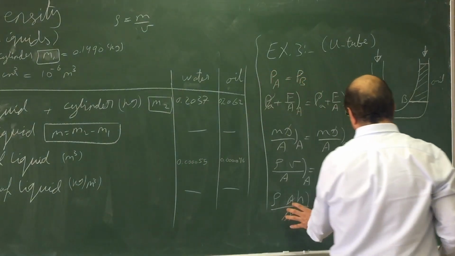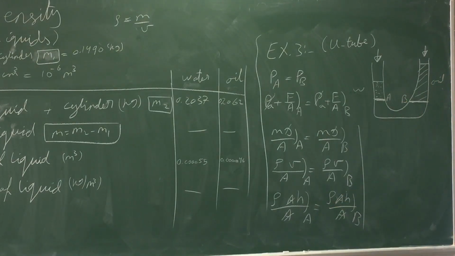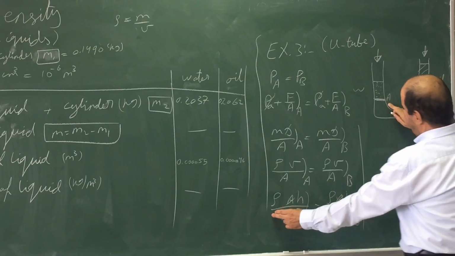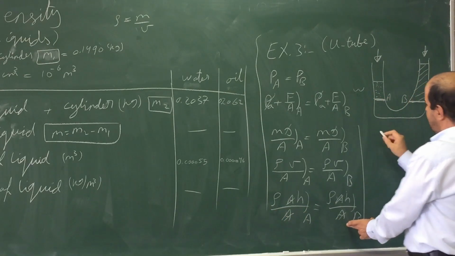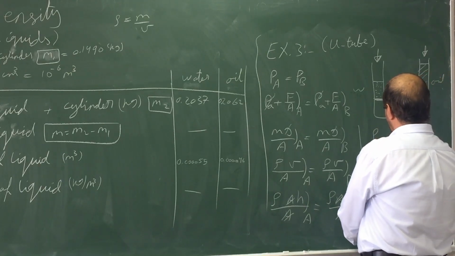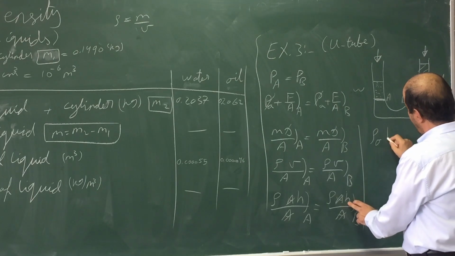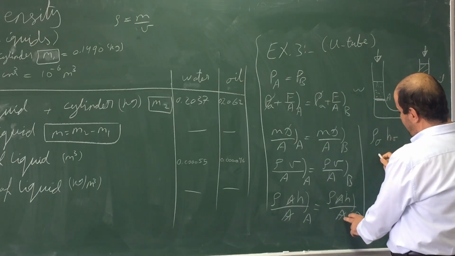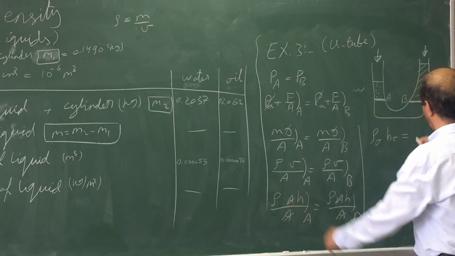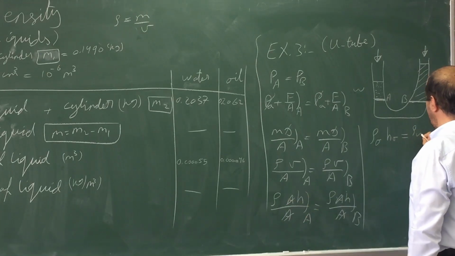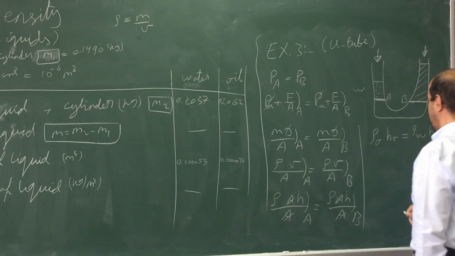Now let me simplify this equation and customize it with our U-tube. At point A we have water. Let me start at point B. At point B, this is the density of the oil multiplied by the height of the oil, divided by nothing. This should equal the density of the water multiplied by the height of the water.